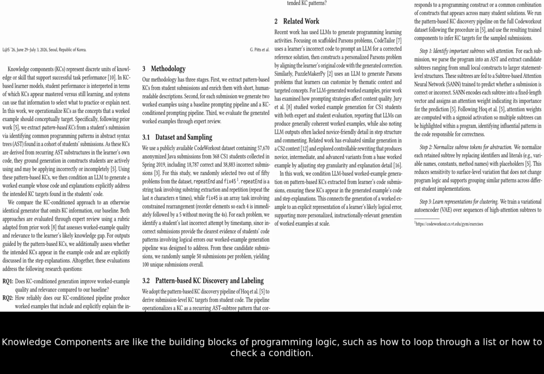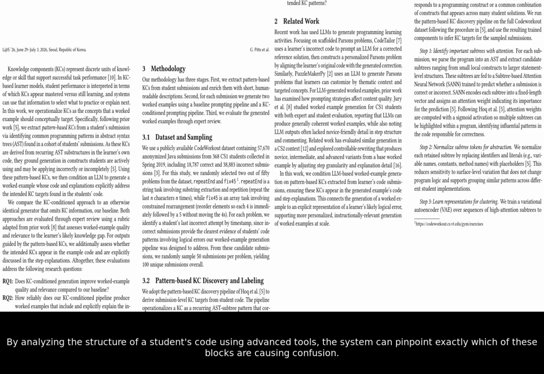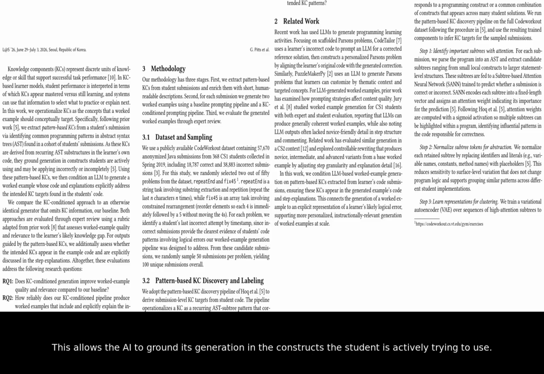Knowledge components are like the building blocks of programming logic, such as how to loop through a list or how to check a condition. By analyzing the structure of a student's code using advanced tools, the system can pinpoint exactly which of these blocks are causing confusion. This allows the AI to ground its generation in the constructs the student is actively trying to use.